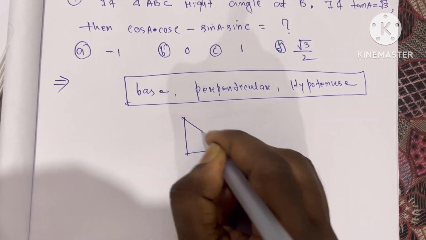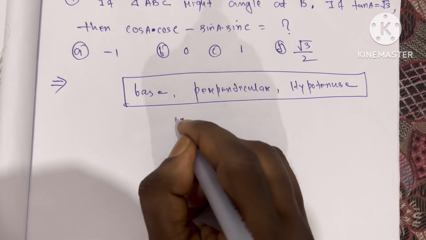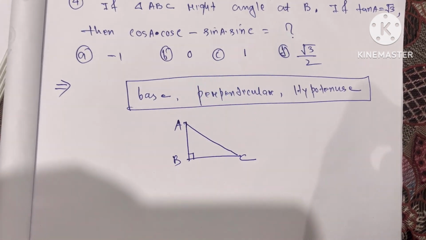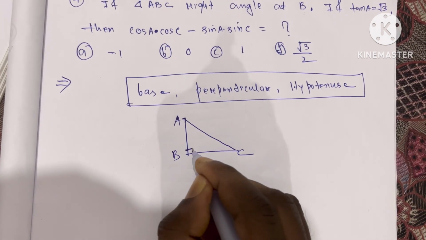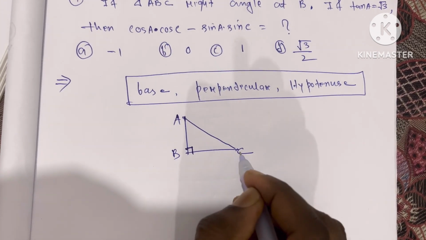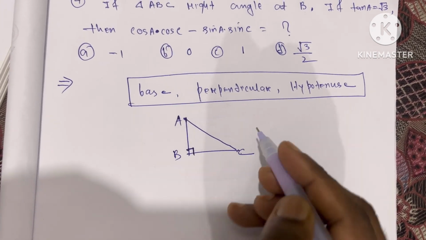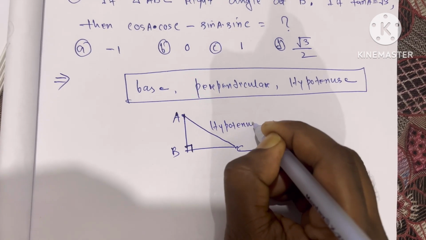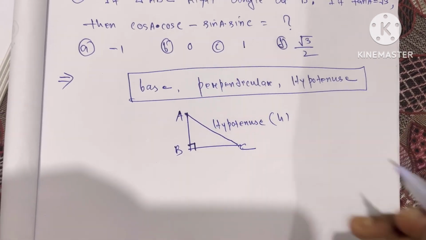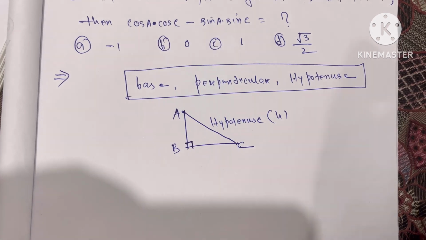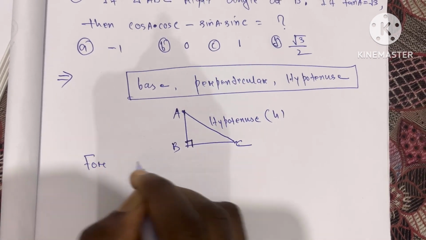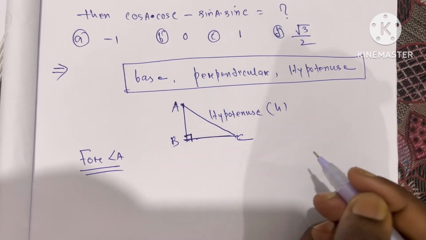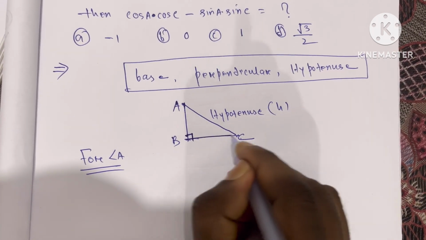Suppose this is a triangle named ABC, in which angle B is equal to 90 degrees. The opposite of B is AC. So this is called the hypotenuse. We can consider it H also. Generally, the base means the downside. But every time you cannot consider this as the base.